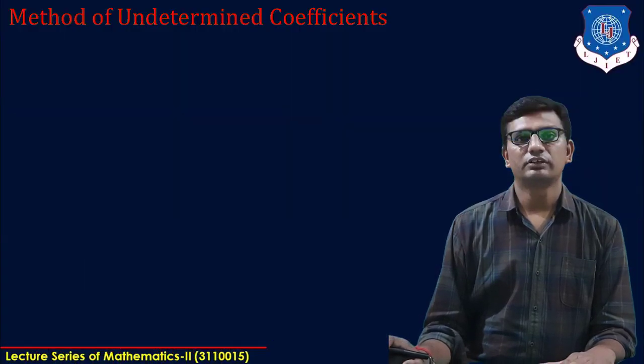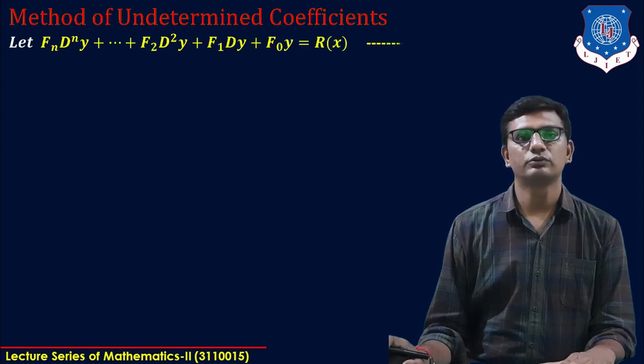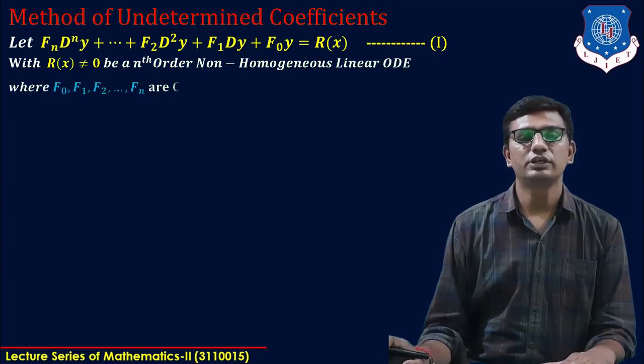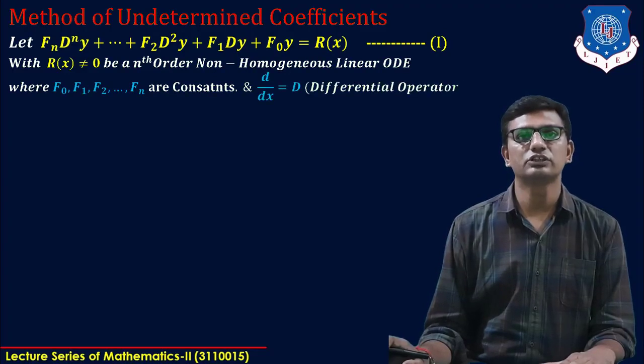Here, the method of undetermined coefficient is applicable for special type of function. Let us see in detail. Here, fn d raised to n y up to f2 d square y plus f1 dy plus f0 y equal to r(x), with r(x) not equal to 0, be an nth order non-homogeneous ordinary linear differential equation, where f1, f2, up to fn are constants and d is the differential operator d by dx.